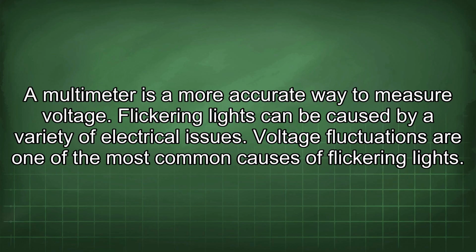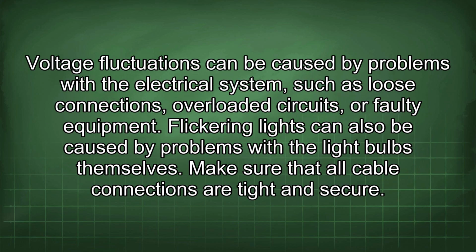Flickering lights can be caused by a variety of electrical issues. Voltage fluctuations are one of the most common causes of flickering lights. Voltage fluctuations can be caused by problems with the electrical system, such as loose connections, overloaded circuits, or faulty equipment. Flickering lights can also be caused by problems with the light bulbs themselves.